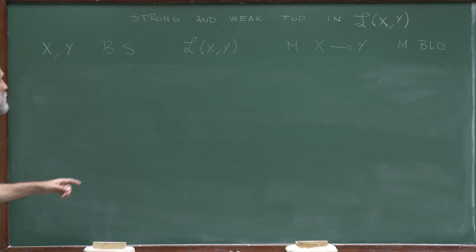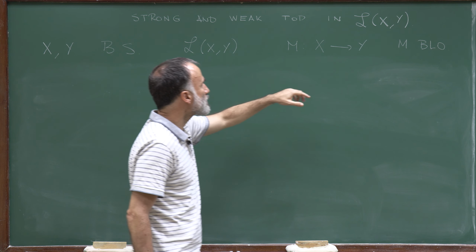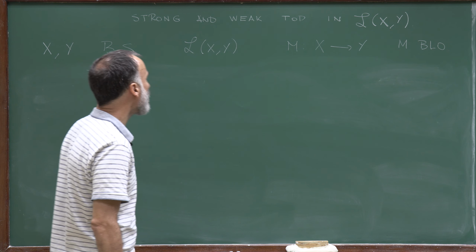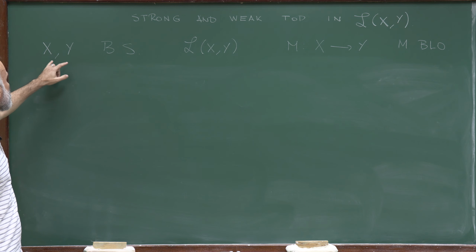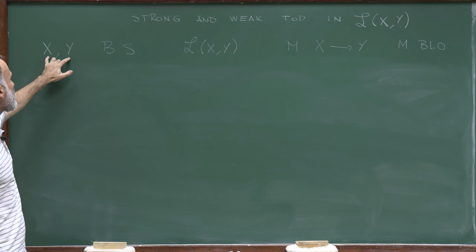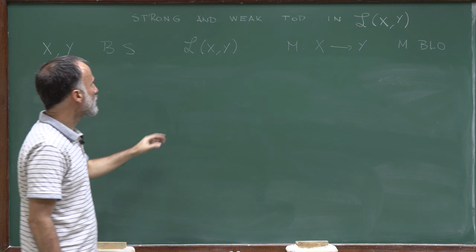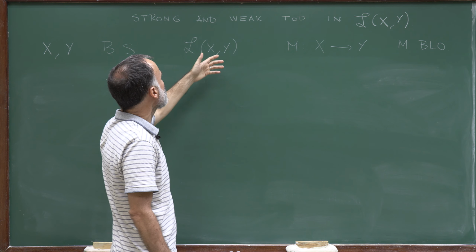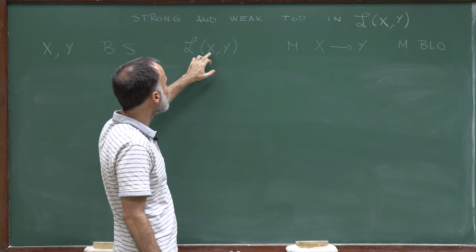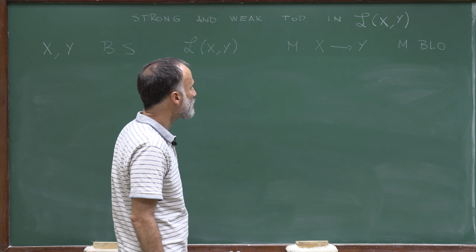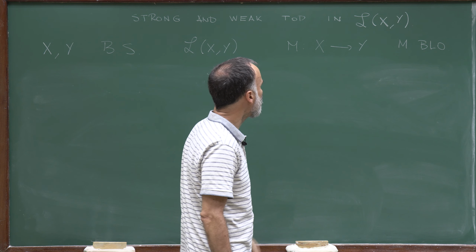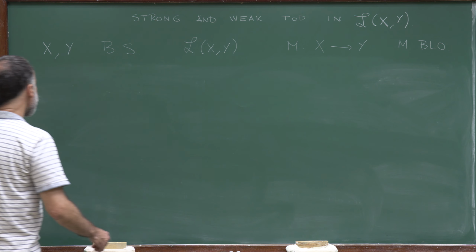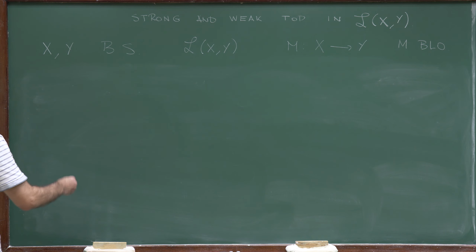In this lecture, I will discuss the strong and weak topologies in the space of bounded linear operators from X to Y. So we have fixed once and for all two Banach spaces, X and Y. Remember that we represent by L(X,Y) the linear space of bounded linear operators from X to Y. They will be represented by M. And I want to discuss topologies, so I will introduce three topologies.